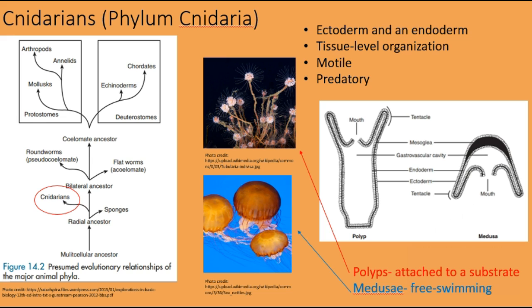Nonetheless, Cnidarians are motile and predatory. Their muscle tissue allows for movement and their nerve tissue allows for sensory communication and predatory feeding behaviors. Polyps attach to a substrate, and medusae are free-swimming cnidarians. Some cnidarians exhibit both life forms in an alternation of generations called metagenesis. The medusae generation reproduces sexually while the polyp form reproduces asexually by budding.